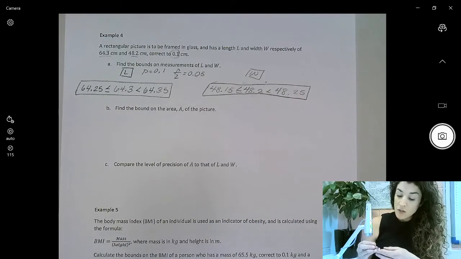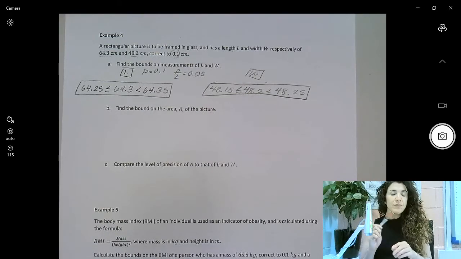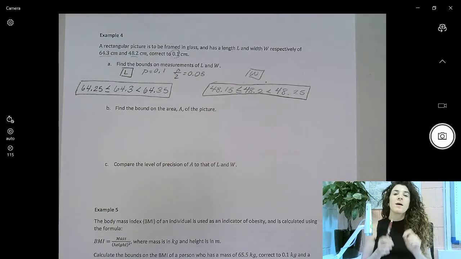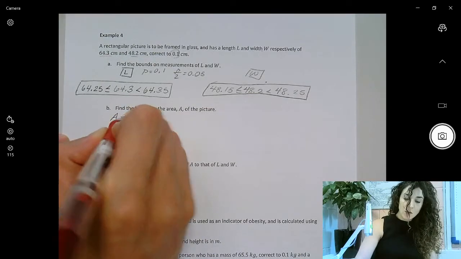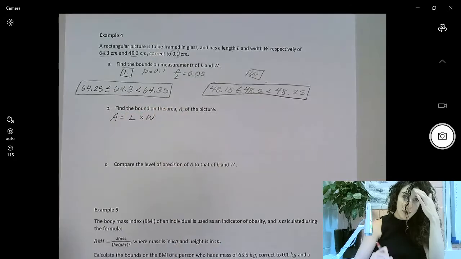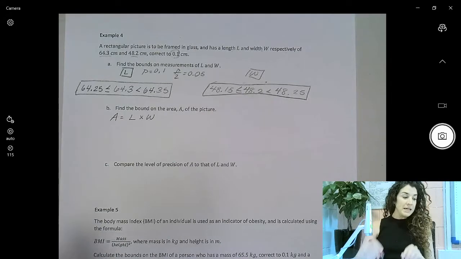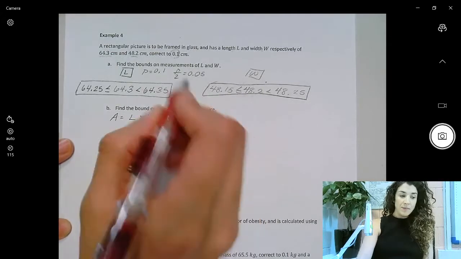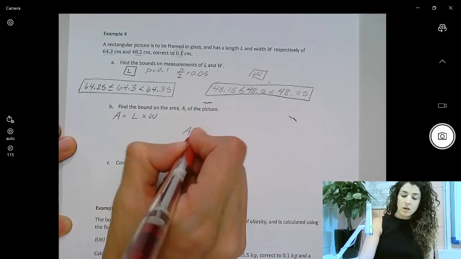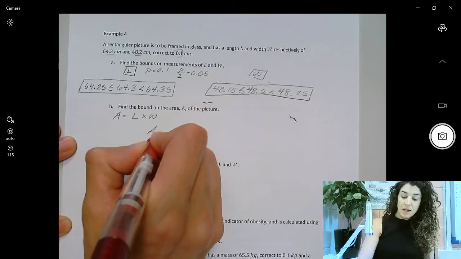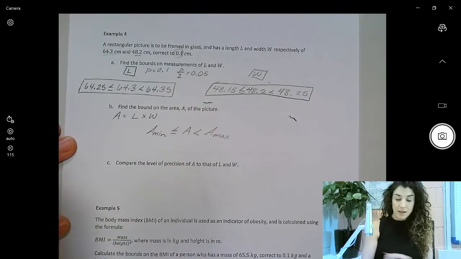Okay, we're going to find the bound on the area. So we have a way to find the area, but that's not what it's asking. It's asking for the bound of the area. So how do we find area normally? Well, how we find area normally is length times width. But we're not asking for the actual area, we're asking for the bounds. So we need to get a minimum that the area could be and a maximum that the area could be.